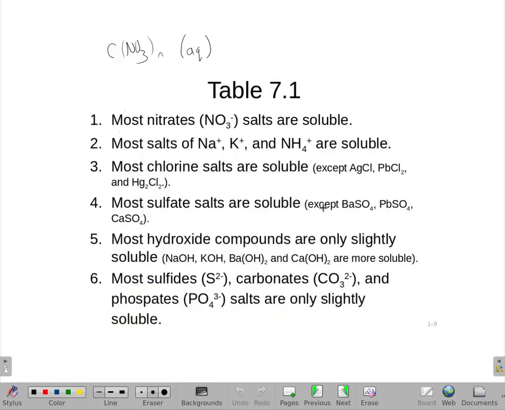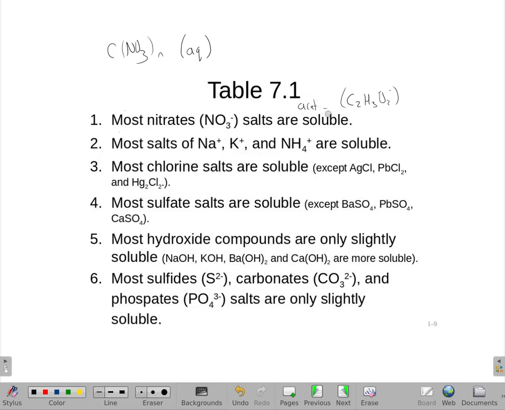Now, in addition to that, it turns out nitrates and acetates do the same thing. So they should have been on this list as well. And they are always soluble for anything that we see in this class. I'm writing acetic. That's like if it's an acid.